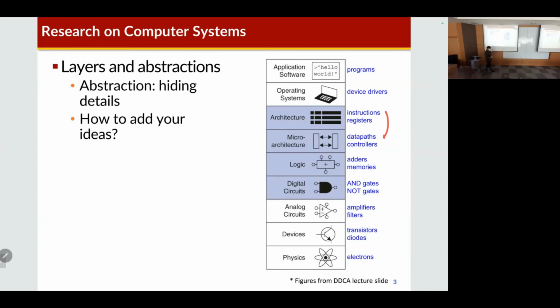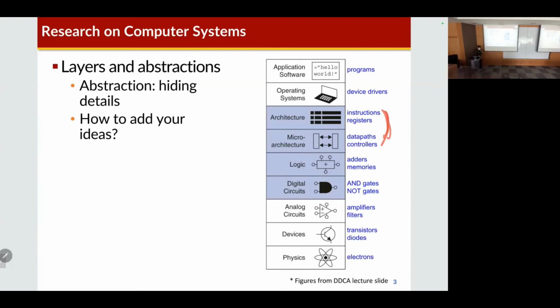So when we perform research on this architecture layer and the microarchitecture layer, what should we do? In chapter 4, we learned about the processor architecture. And we learned how the processor architecture changed from the single cycle processor to the pipeline architecture in order to improve performance.